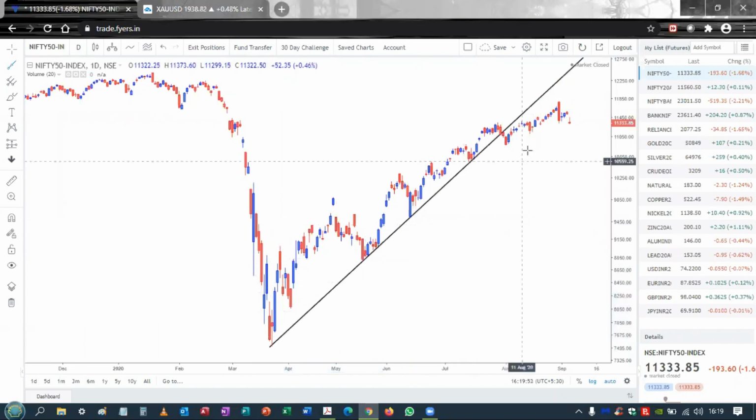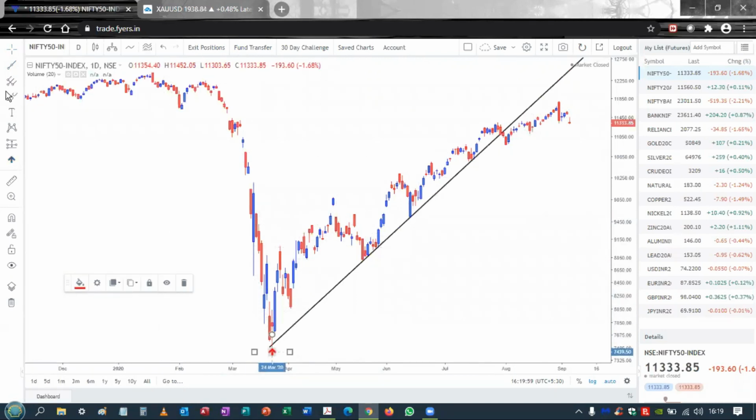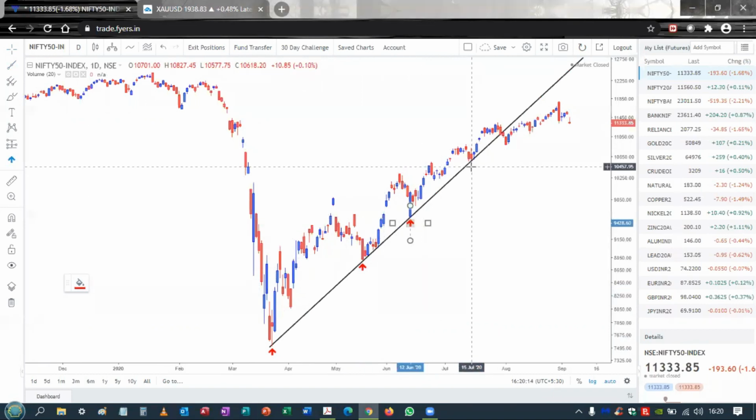As you can see, I have connected two swing lows. One is at this point and the other is at this point. In fact, if you see, price took multiple supports at the trend line over here. Then again here also price took nice support at the trend line. Again over here price took support at the trend line. So look how well this trend line was acting as support.